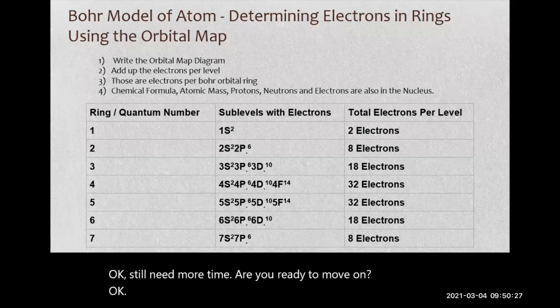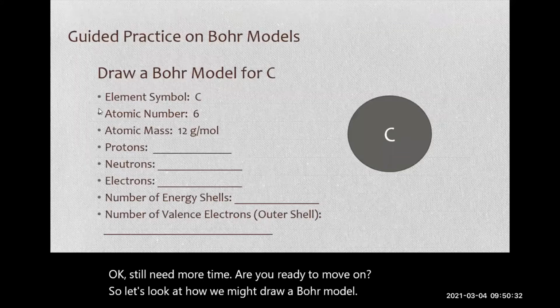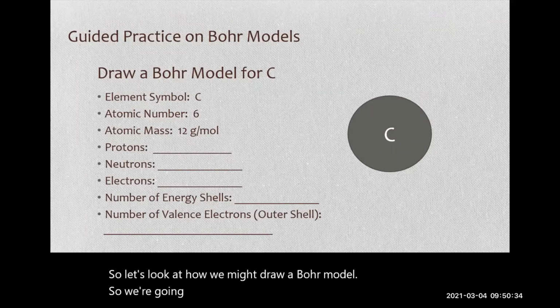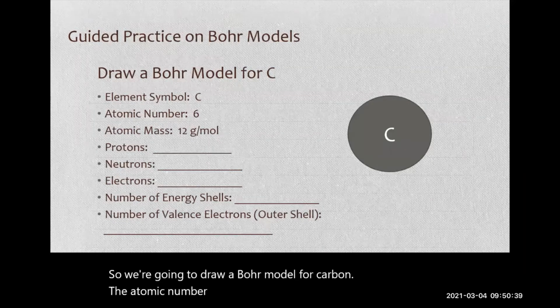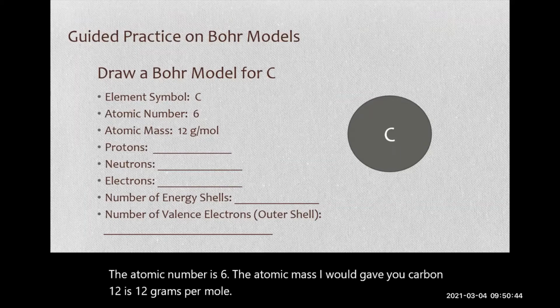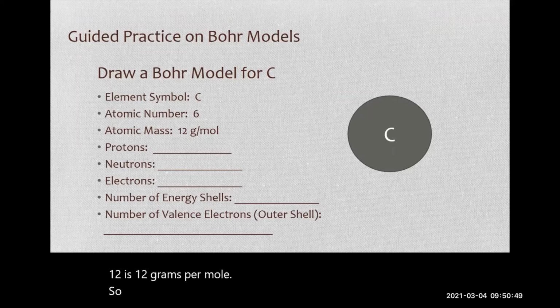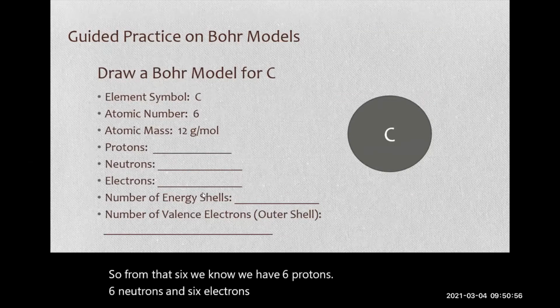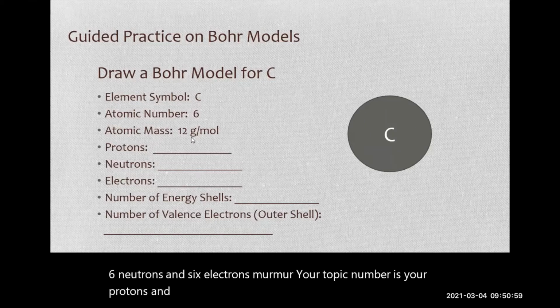So let's look at how we might draw a Bohr model. We're going to draw a Bohr model for carbon. The atomic number is 6. The atomic mass, I gave you carbon-12, is 12 grams per mole. So from that 6, we know we have 6 protons, 6 neutrons, and 6 electrons. Remember, your atomic number is your protons and your electrons. Your neutrons is mass minus your atomic number.